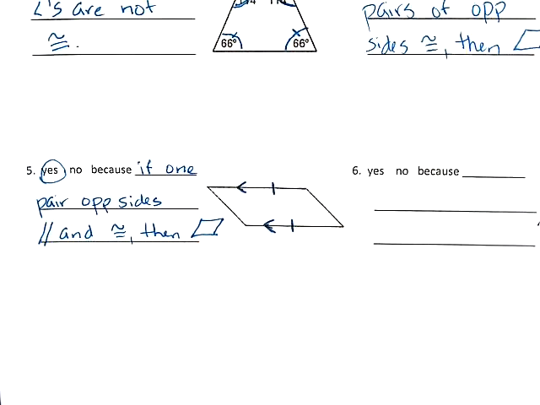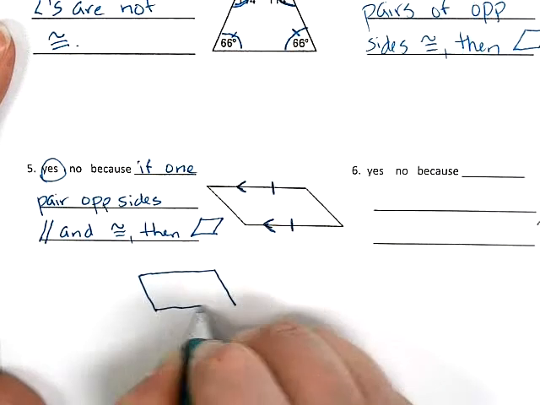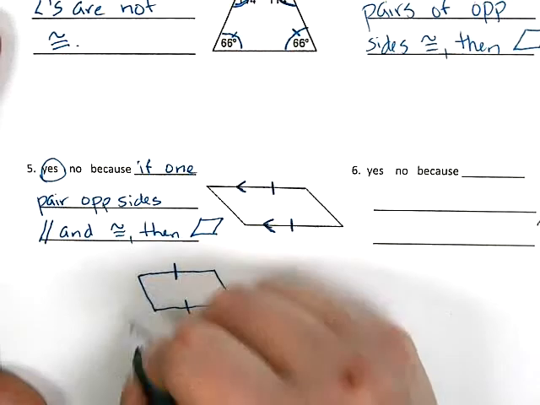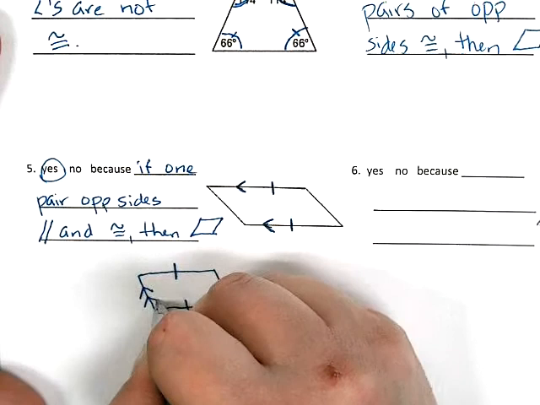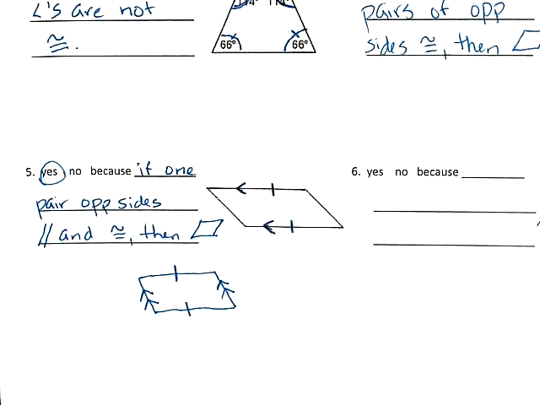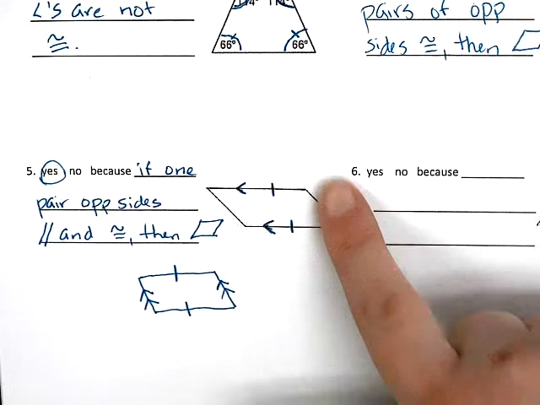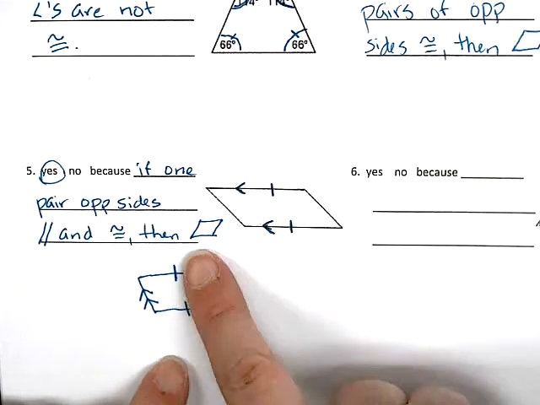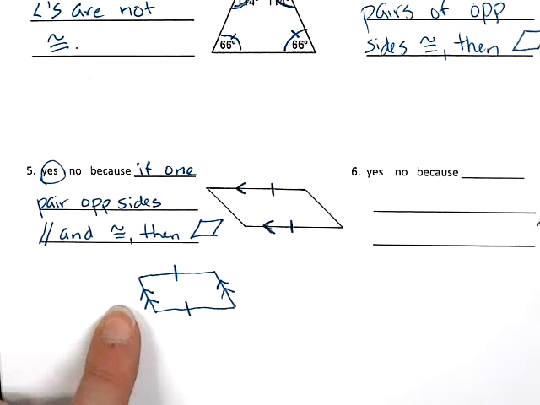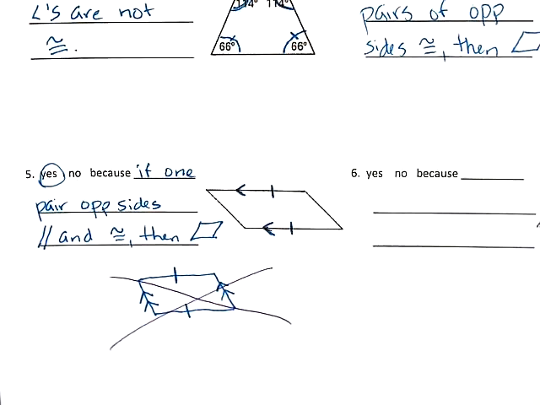Okay, the thing we have to be careful about is if we have a figure that looks like this, and let's say we've got these ones marked as congruent, and these ones marked as parallel. That's not the same figure that we have here, right? This one has one pair of opposite sides that are parallel and congruent. This one has one pair of opposite sides that are congruent, one pair of opposite sides that are parallel. That one, without any more information, we would not be able to say is a parallelogram. Okay, so please, please, please make sure you're looking at your diagrams carefully.